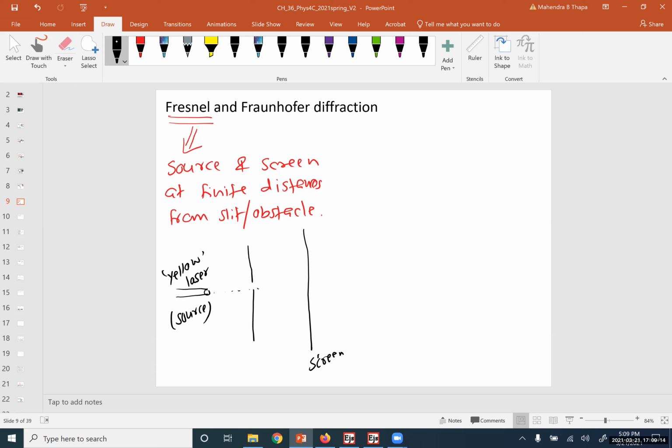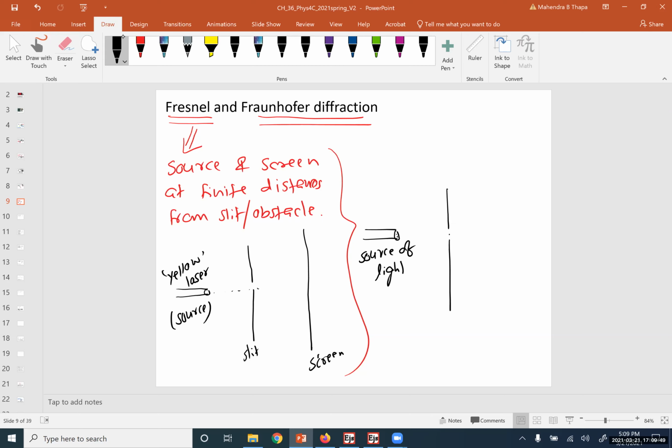So in this case, the source and the obstacle are at finite distance from the slit. So this is the position of the slit. But in the case of Fraunhofer diffraction, the only difference is that we have the slit over here. Again, we have the source of light, and again we have the screen.